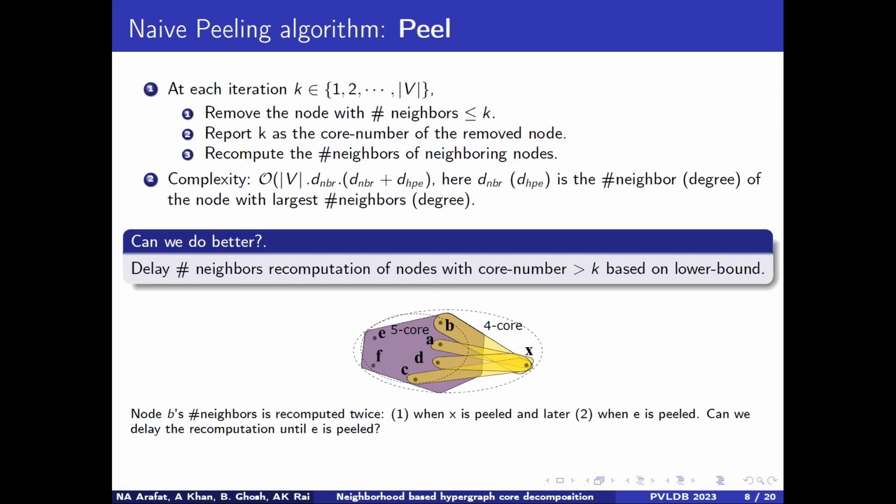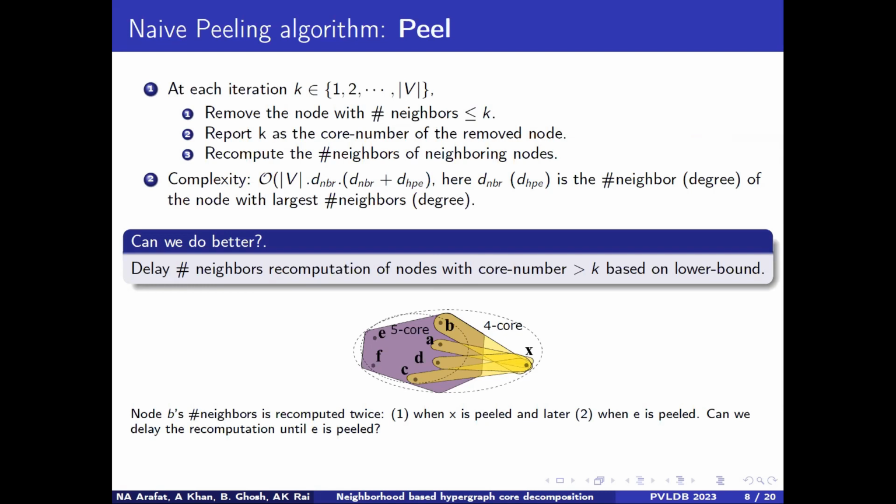Our first algorithm is peeling. We remove the node that has the least number of neighbors in the current round, assign it the core number, and then we recompute the number of neighbors for its neighboring nodes. Such recomputation is of course quite expensive, making peeling very inefficient.